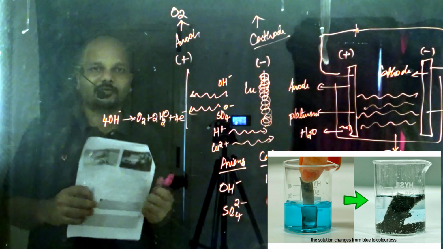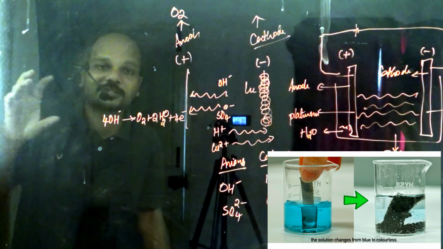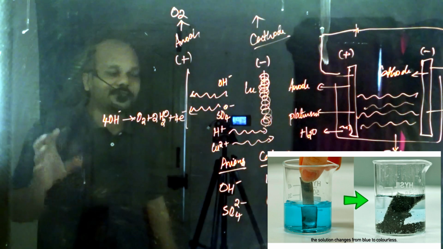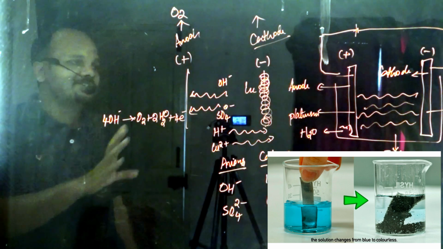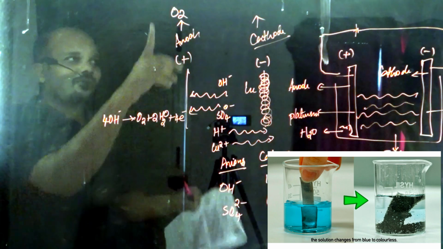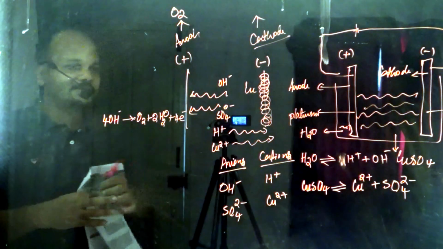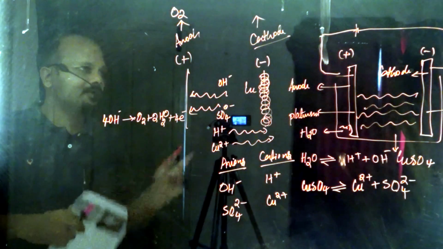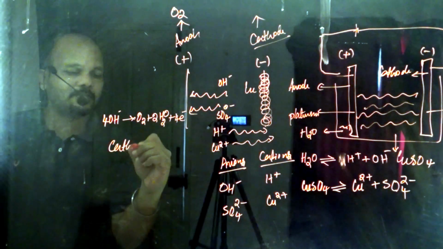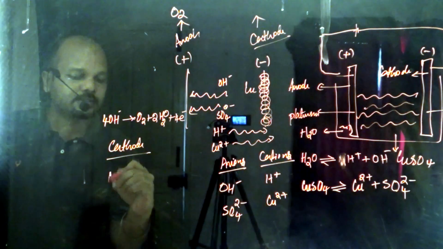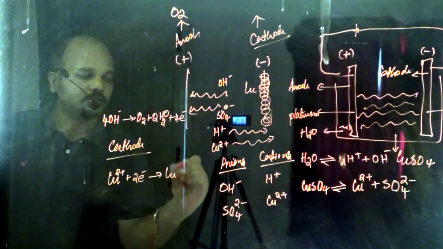Platinum is an inert electrode. Inert electrode means it is not going to react, it is not going to dissolve when the electricity is passing. So the products are oxygen at the anode and copper at the cathode, right? If I write the cathode half cell reaction, it is Cu2 plus plus 2 electrons gives us Cu.